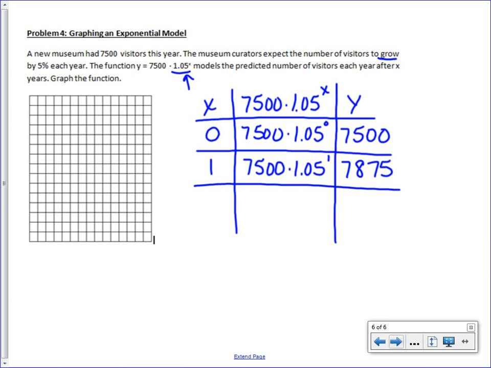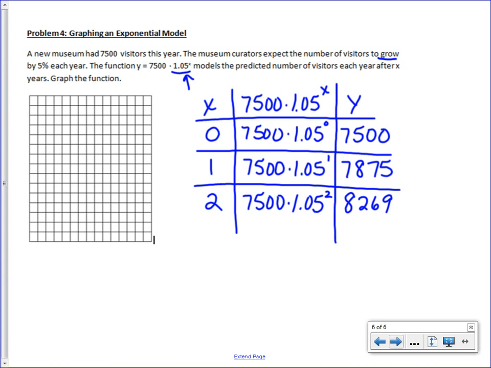Let's go after 2 years. All right, so 7,500 times 1.05, and we're going to now raise that to the power of 2. So type this into your calculator. And we get a fractional answer. And of course, it's 0.75, we can't have 3/4 of a visitor, but we will go ahead and round to the nearest visitor. So it would be 8,269 visitors.